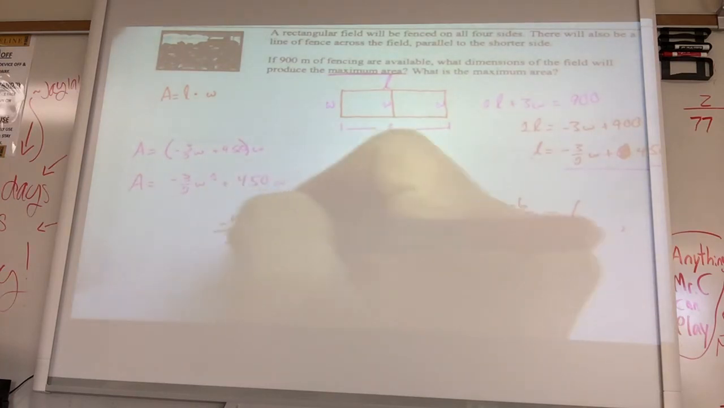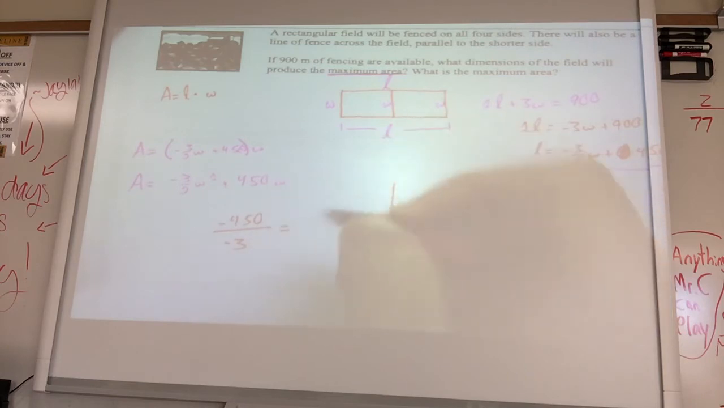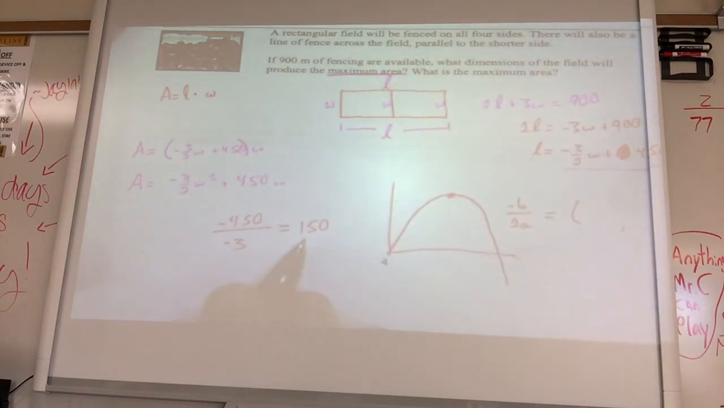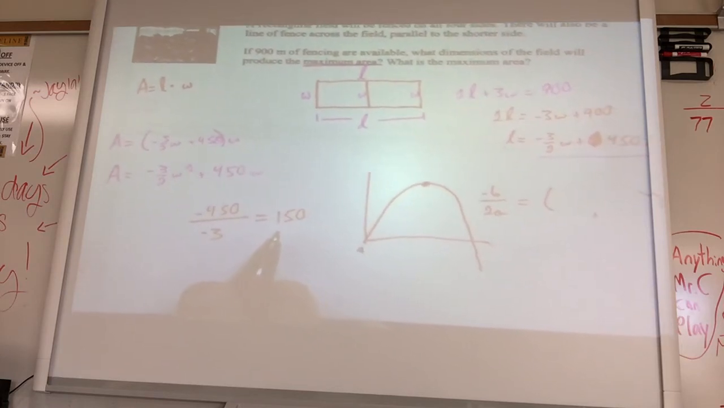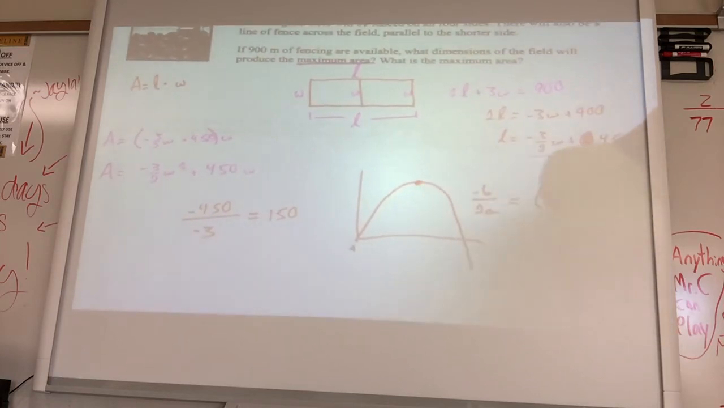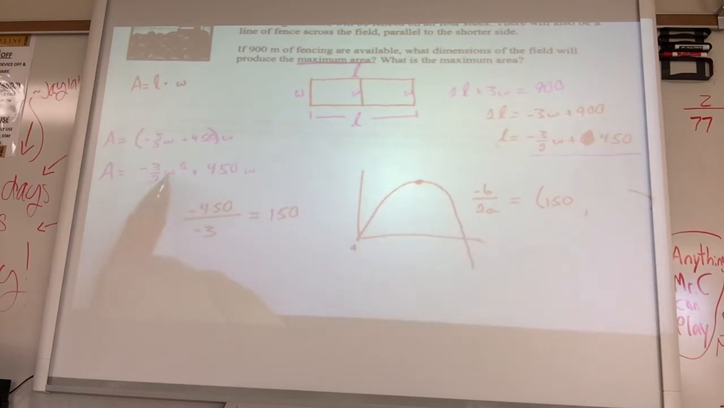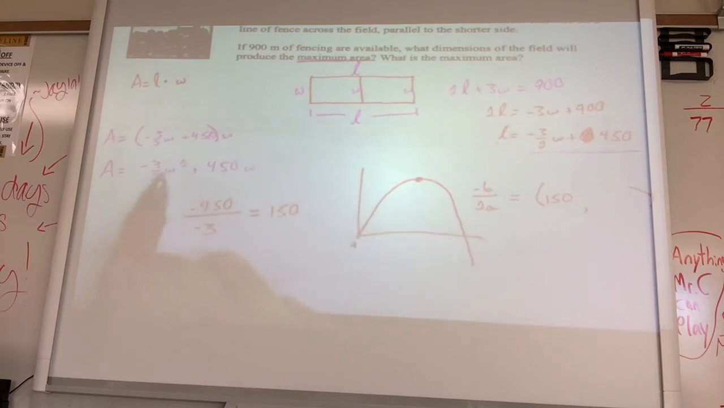That's going to be over negative 3. Okay, and that equals 150. So the vertex is found at 150. So the maximum area is when the width is 150. To find out what the actual maximum area is, I would take that 150 and plug it into the W right here, and I would get my area.